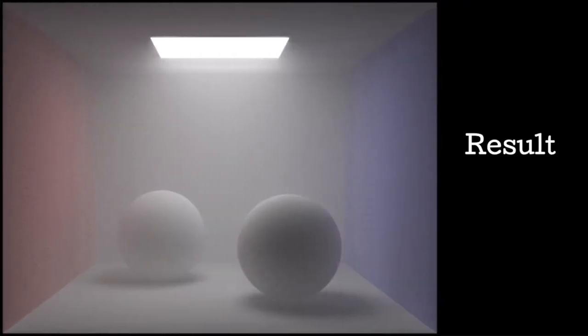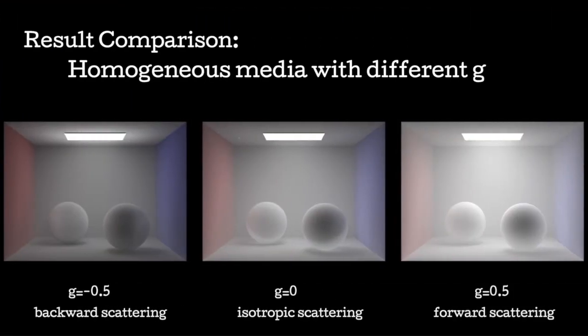These are our results of using volumetric scattering rendering to simulate a fog scene with homogeneous media. We can also change the parameter g. As you can see, with smaller g, the foggy effect is less obvious and the scene becomes darker.